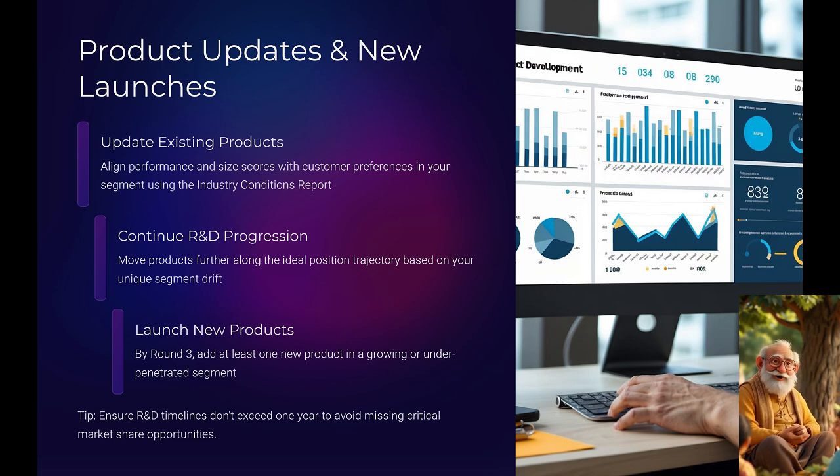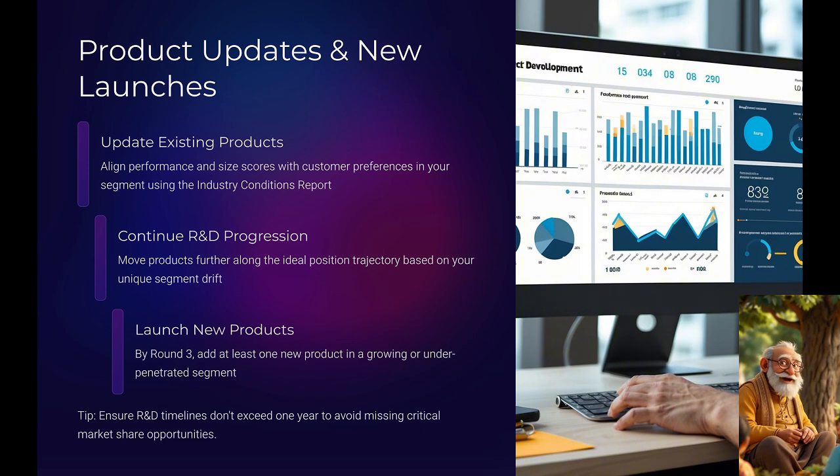For each existing product, update performance and size scores to align with the customer preferences in your segment. Use your Excel template to project where those scores should be each round. Continue the R&D progression. For example, if in Round 2 we moved a product to 7.1 performance and 12.9 size, we now move it further, let's say to 5.9 and 7.8, again based on your unique segment drift.